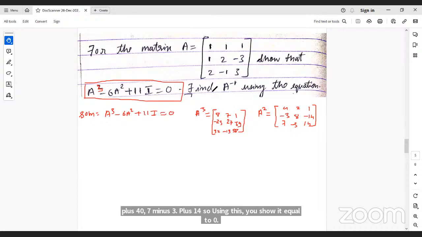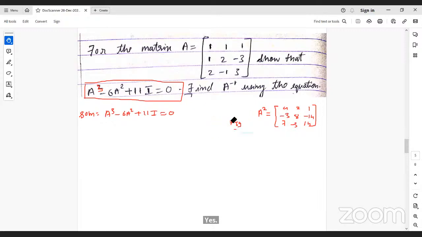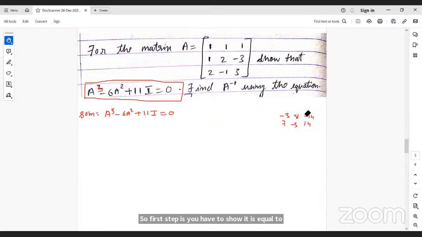Here we are interested in how to calculate A inverse using the equation. So this method we will try to understand. The first step is to show it is equal to 0 using multiplication of matrices. Now see how to calculate the inverse.